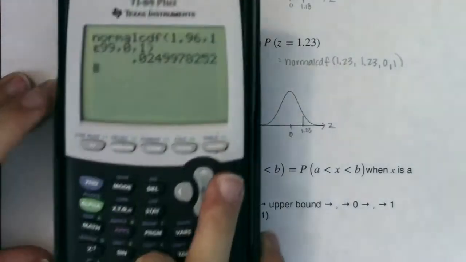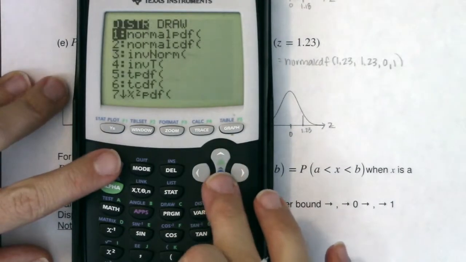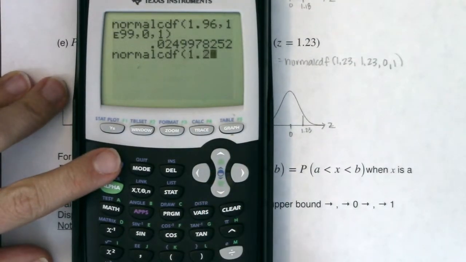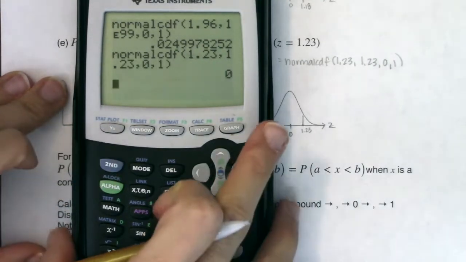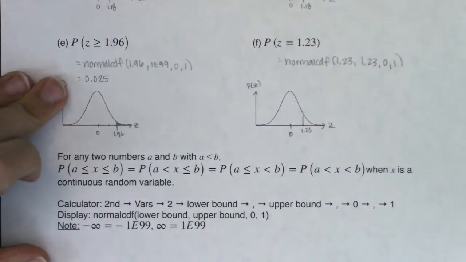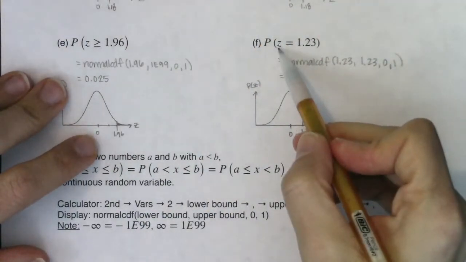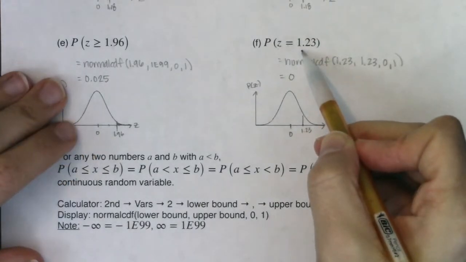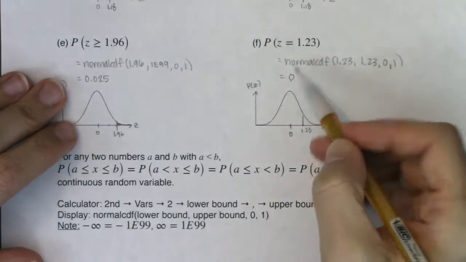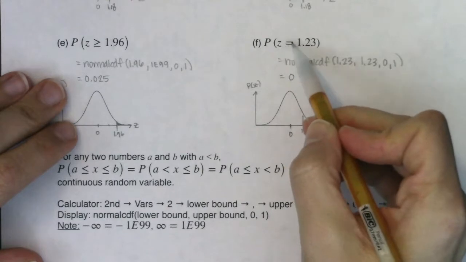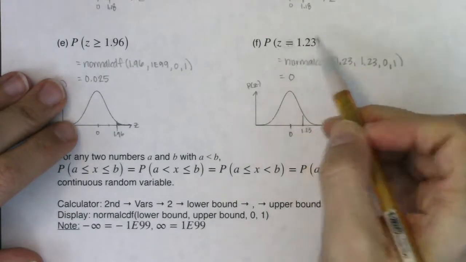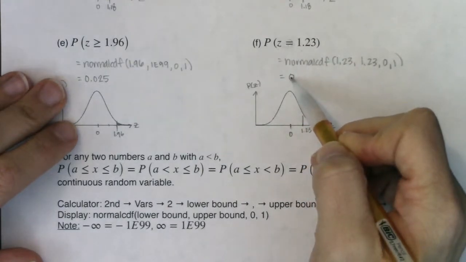Okay, so as we look at this, let's take normal CDF. I got 1.23, 1.23, 0, and 1. We get 0. And we have to talk about this. The likelihood that you get a z-score of exactly 1.23 never happens. So anytime you have an equal to symbol, there is no probability associated with that.